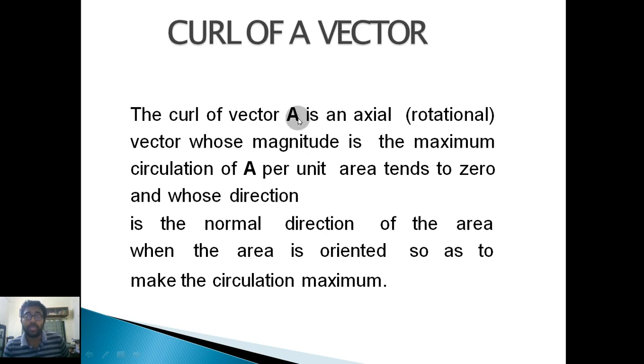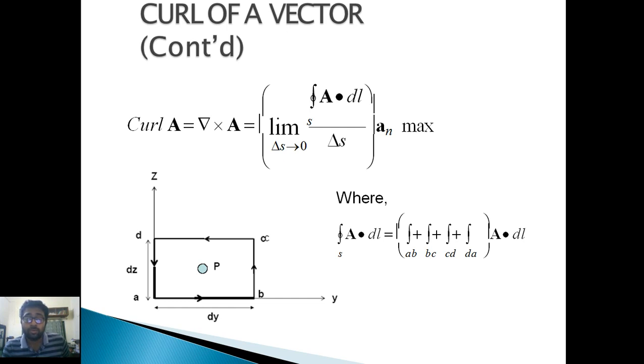Now the curl of a vector A is an axial vector because it is along the axis, and its magnitude is the maximum circulation of A per unit area, and the direction will be normal to the area, oriented so as to make the circulation maximum. So this is the mathematical representation of the curl of a vector, and the suffix n in A_n represents the direction of the vector, which is normal to the surface.